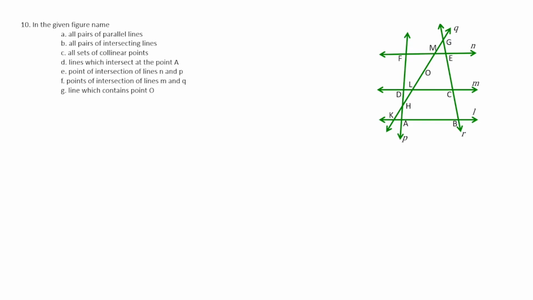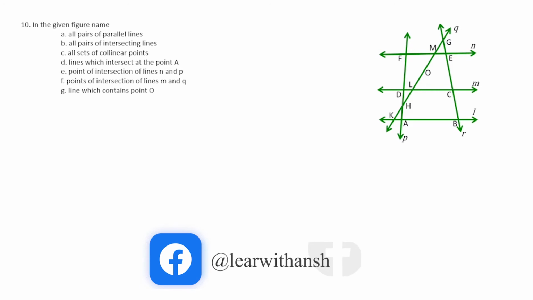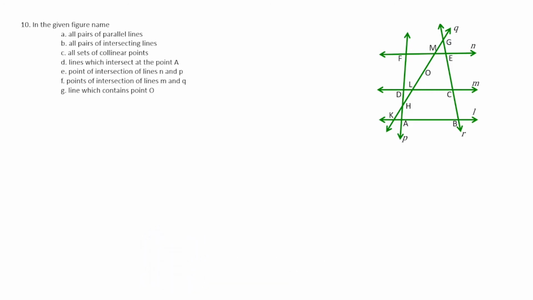Now this is the 10th question. So in this figure we have to name all parallel lines, all pairs of intersecting lines, all sets of collinear points, lines which intersect at point A, point of intersection of lines N and P, points of intersection of lines M and Q, and the line which contains point O. So we'll be going through each question, and there are some terms which we haven't discussed yet, and we'll discuss those terms also.